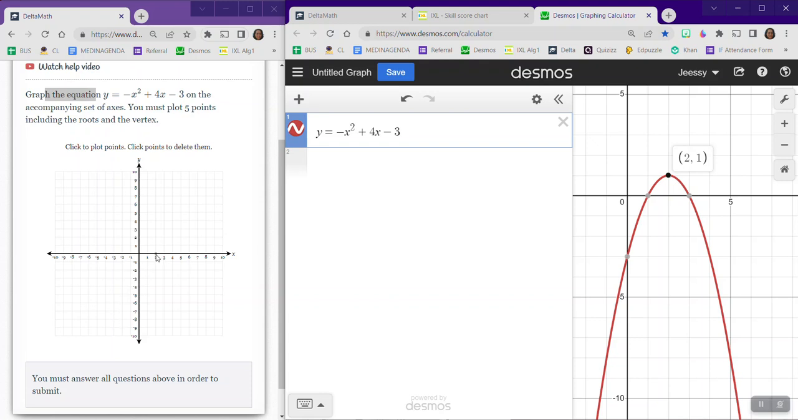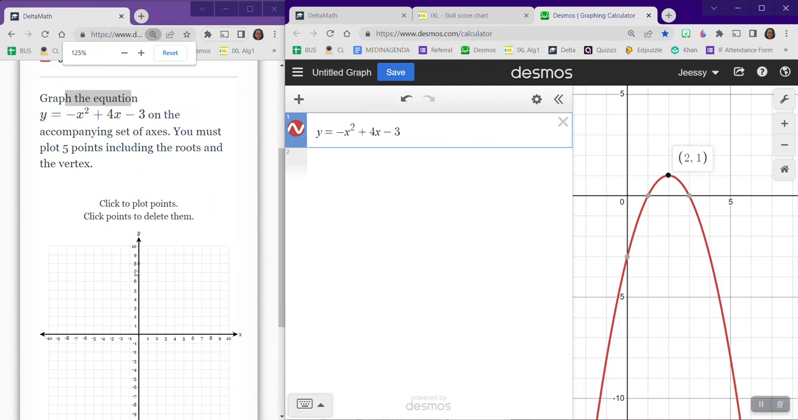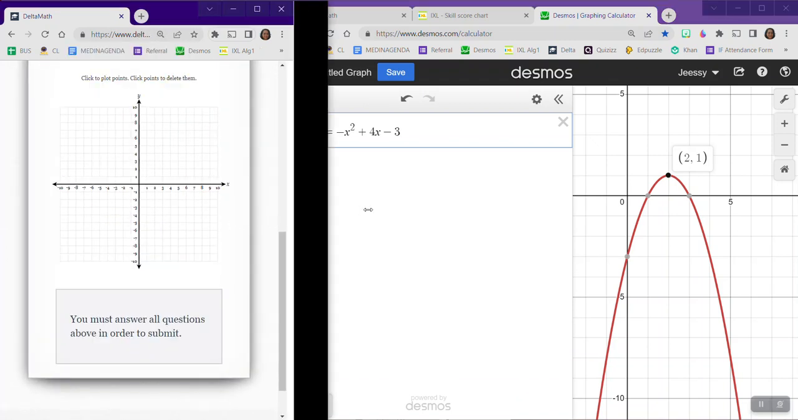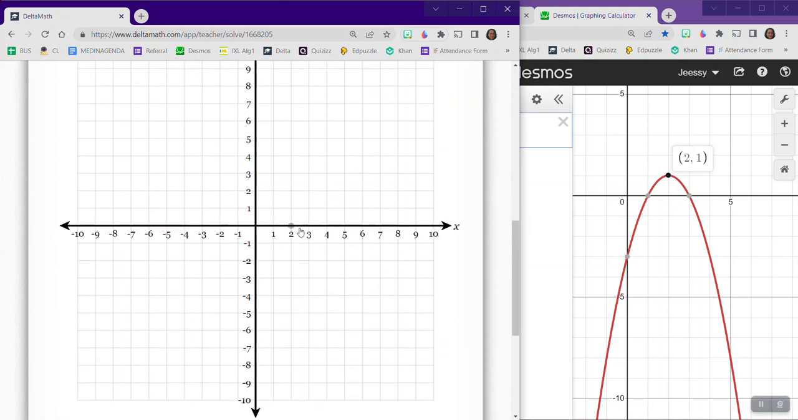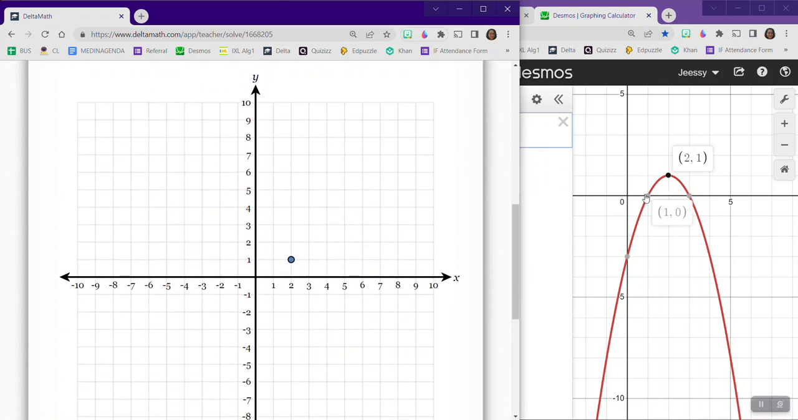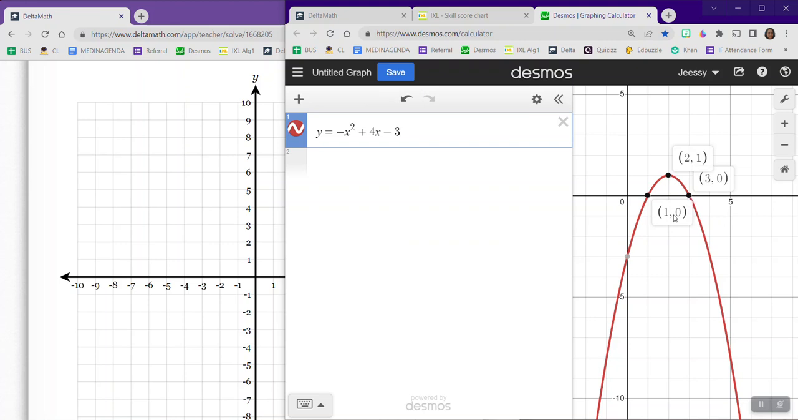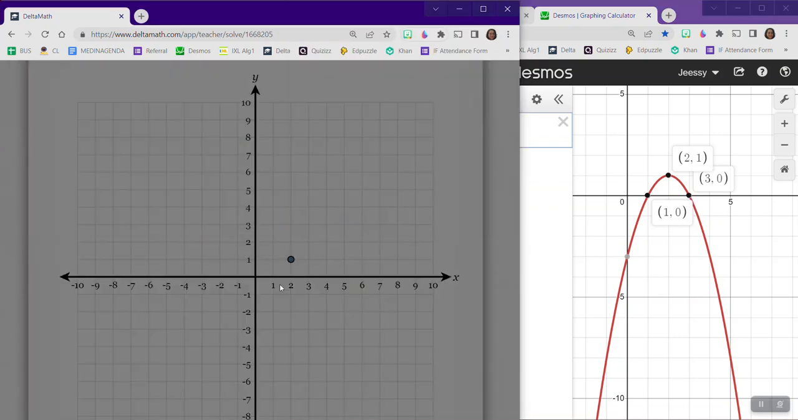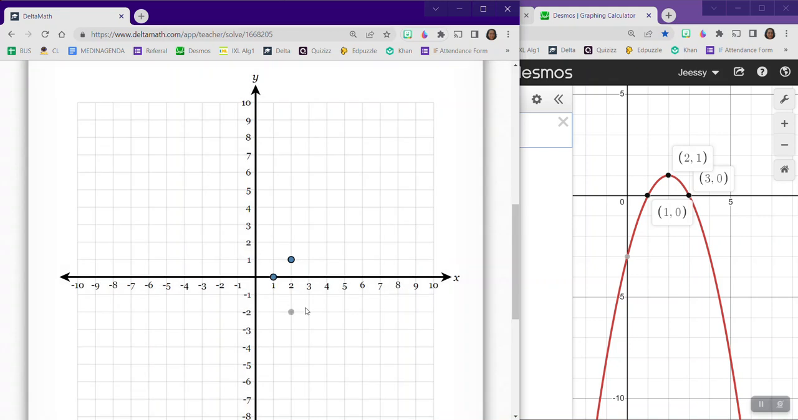So we want to plot this point 2, 1. I don't know if I can zoom in much more and still be seen on the graph. Maybe if I, this way. We go 2, 1. Right? We definitely want to get the roots. That's where you cross the x-intercept. So that would be this one and this one. So 1, 0, and 3, 0.